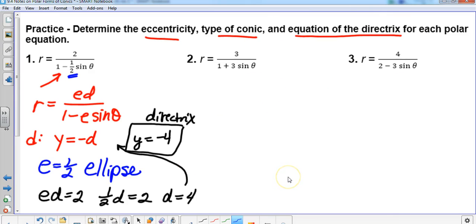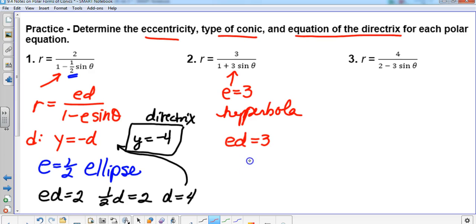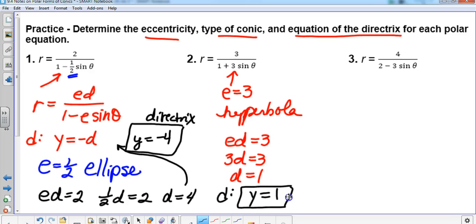And we said it was an ellipse. Let's try number 2 real quick. This one goes fast because does it already have a 1 out there? So the eccentricity is 3, which makes it a hyperbola. And the top is E times D equals 3. Well, guess what? If E is already 3, then D is 1. So what's the equation of the directrix? Y equals 1. That's it. And you just look it up on the chart.